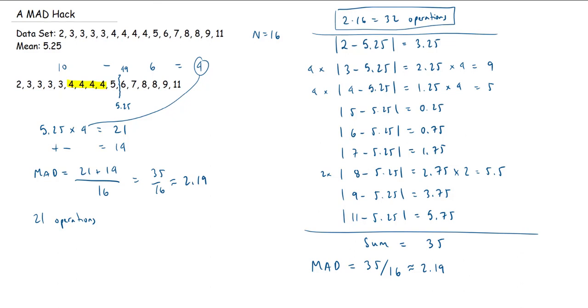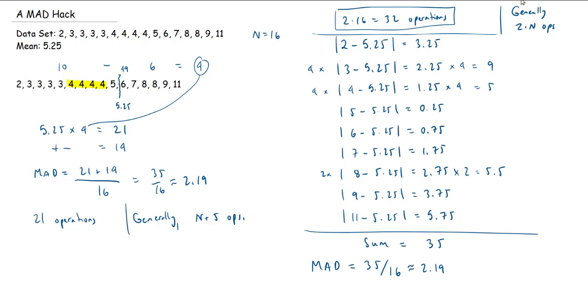So in the original version, more generally, we have to do 2 times the number of data points operations. But using this MAD hack, generally, we only have to do n plus 5 operations. And so as n grows, you can see 2n versus n plus 5, right? N plus 5 is going to be about half as many steps as n gets very, very large, right?